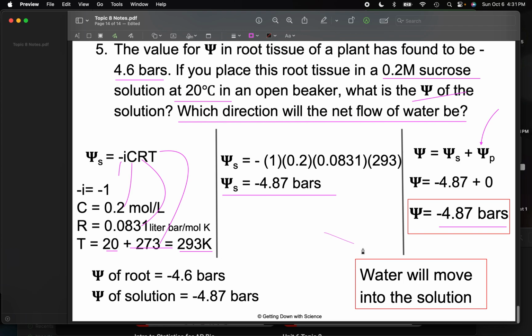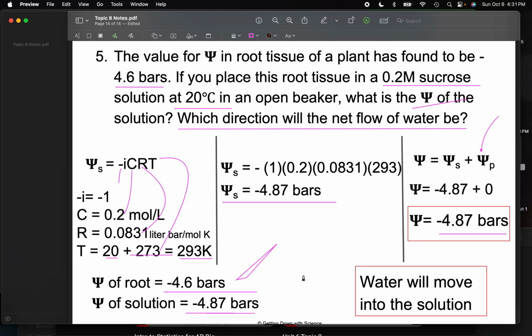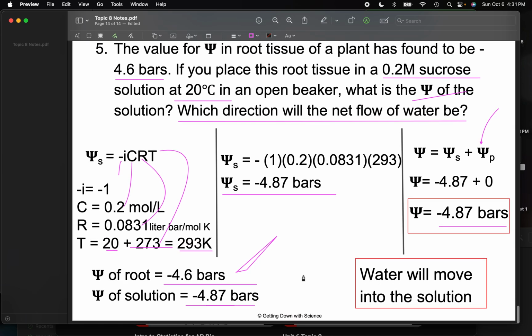So what does that mean? That means that water will move into the solution, which means it's going to be moving out of the cell. The root is negative 4.6, and the solution itself is negative 4.8. So the water potential is greater inside the root than it is in the solution. So water is going to be moving from high water potential to low water potential. And water will move into the solution, which means it's going to move out of the cell. So it will shrivel.